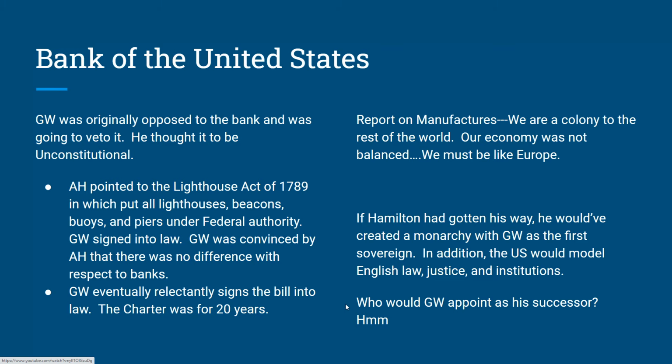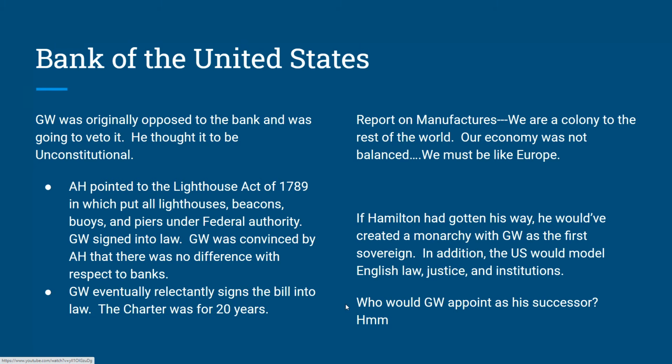So George Washington eventually reluctantly signed the bill into law, and the bank charter would last for 20 years. And so think about it. Every 20 years, that bank would have to be reapproved by Congress. Okay, we're a Congress.